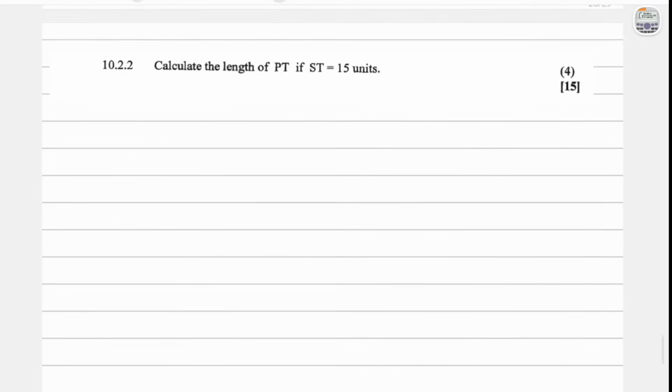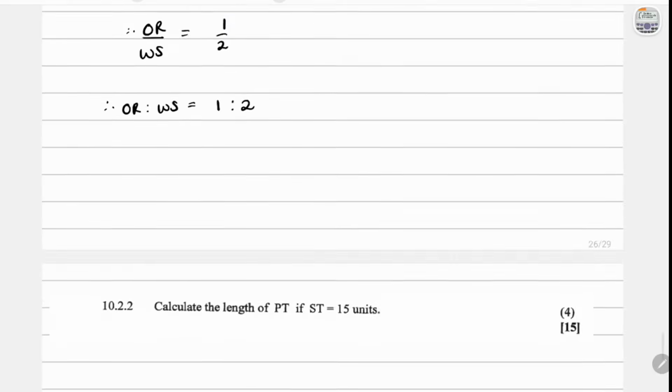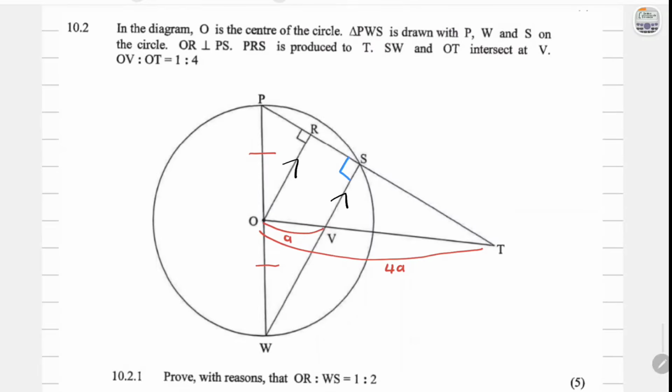Next question is 10.2.2. Question 10.2.2 says, calculate the length of PT if ST is 15 units. Let's put those down. Find PT, that whole thing, if ST is 15 units. So if this equals 15 units, what exactly is this entire length?